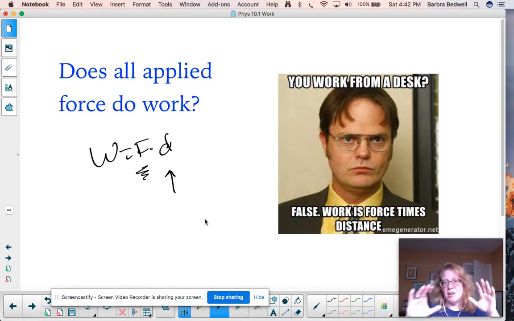So if I literally sit there and push on a wall as hard as I possibly can, break out into a sweat, hurt my wrist, whatever it is that I want to do, if that wall has not moved, no matter how much force I've applied, it actually hasn't done any work.